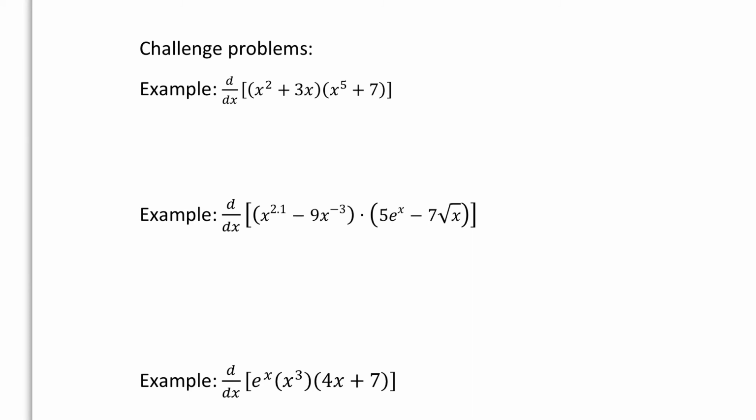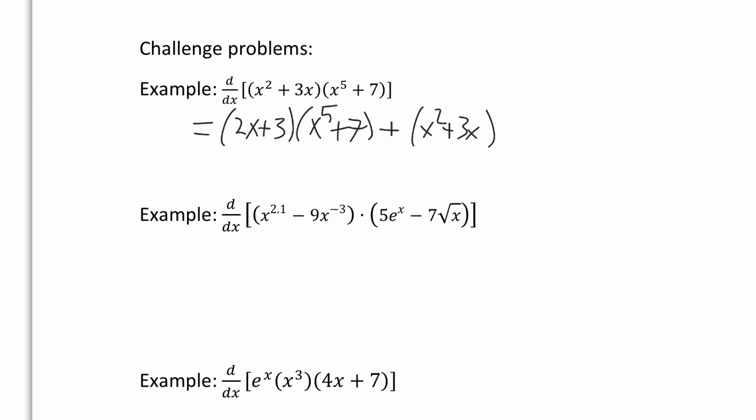All right, so for the first one here, we have x squared plus 3x. The derivative of that will be 2x plus 3. And then we multiply by the other function, plus 2x plus x squared plus 3x times 5x to the 4.